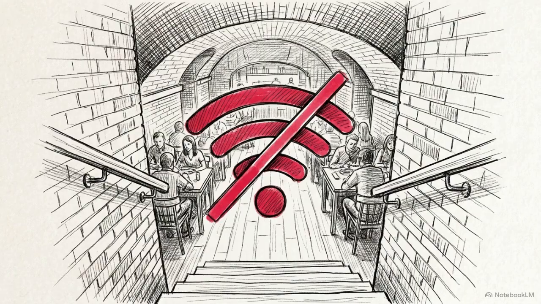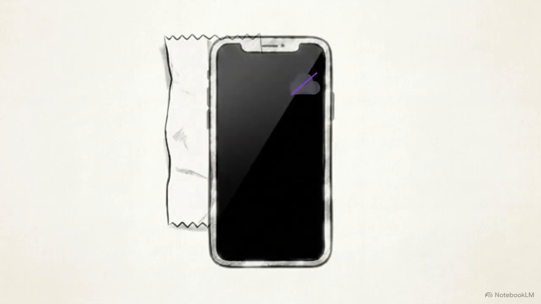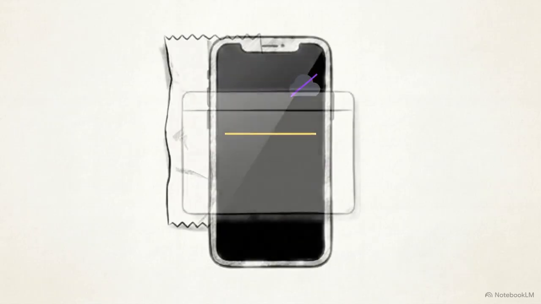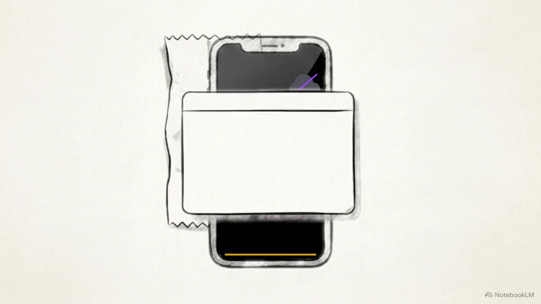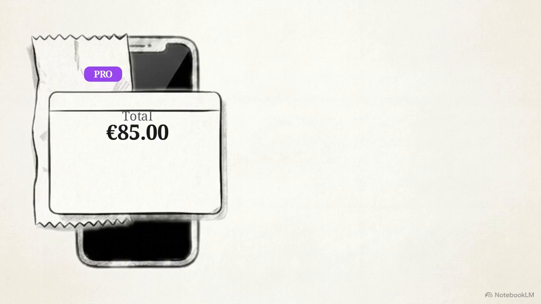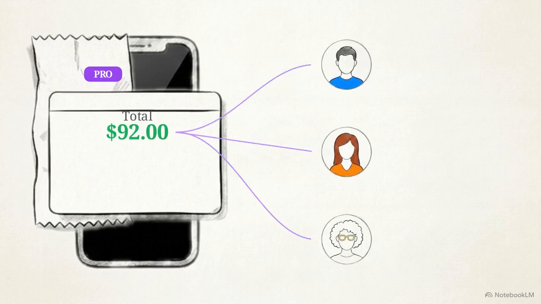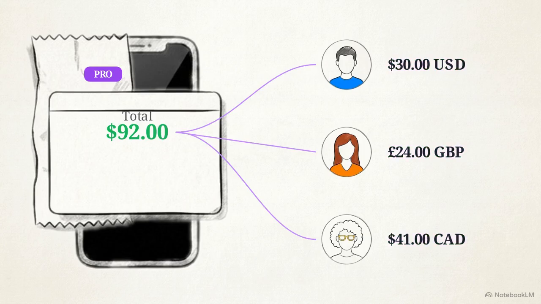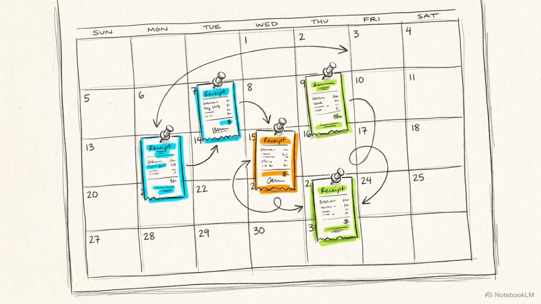If the restaurant is in a basement or has poor Wi-Fi, the app automatically falls back to Apple's on-device Vision Kit. The scan still completes without an active internet connection. For group trips, SplitSnap Pro includes live multi-currency conversion, automatically translating a foreign restaurant bill back into everyone's home currency. The free tier gives you 5 full scans every month.